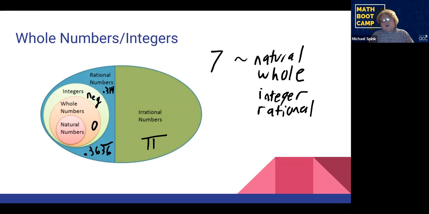So when we're trying to figure out what groups numbers belong to, let's take the number -3. We're going to start at the center there at natural, the first one we talked about, and work our way out. -3 is not natural. It's not a counting number. -3 is not a whole number. It's not 0 or a positive number, but it is an integer because there's no decimal. There's no strings attached. It's just -3. Because it's an integer, as we work our way out, it is also a rational number. It's -3 over 1. And irrational numbers are the ones that are all by themselves.